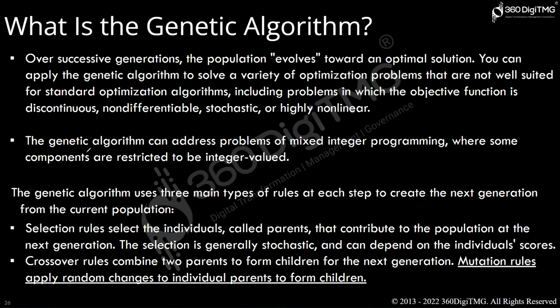The genetic algorithm has three main types of rules. Selection rules select the individuals, called parents, that contribute to the population. The selection is generally stochastic. Crossover rules combine two parents to form children. And mutation rules apply random changes to individual parents. So we are going to use that in the genetic algorithm.